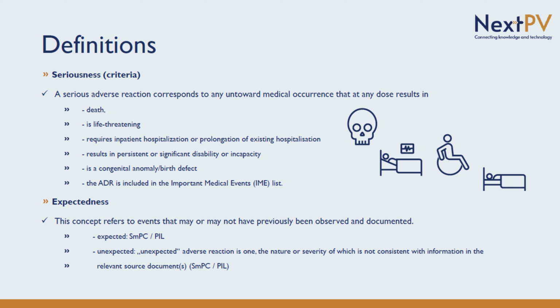Continuing from the previous slide, we delve into the concept of seriousness in adverse drug reactions, ADRs. A serious ADR is one that results in death, is life-threatening, requires inpatient hospitalization, leads to persistent or significant disability, or causes congenital anomalies. This slide also covers the concept of expectedness, which refers to whether an adverse reaction aligns with the information in the Summary of Product Characteristics, SmPC, or Patient Information Leaflet, PIL. These definitions help us categorize and understand the nature of ADRs.